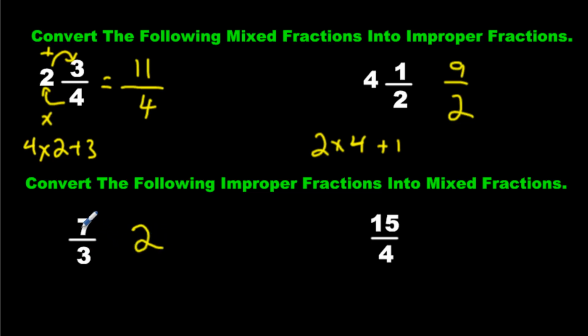Now, once you get to 6, you have one more number left over to get to 7. So we're going to have one number left over out of 3. Double check it. 3 times 2 plus 1 is definitely 7 over 3. And these two are equivalent.